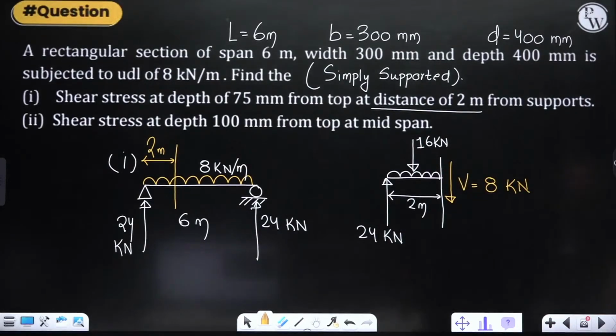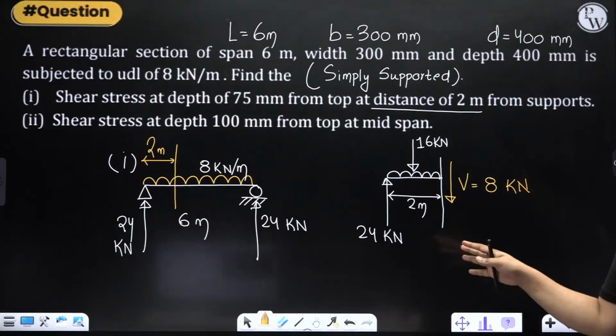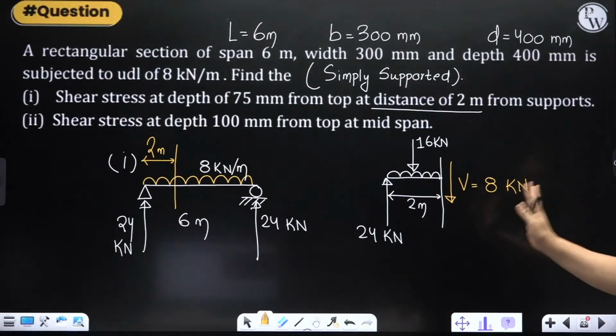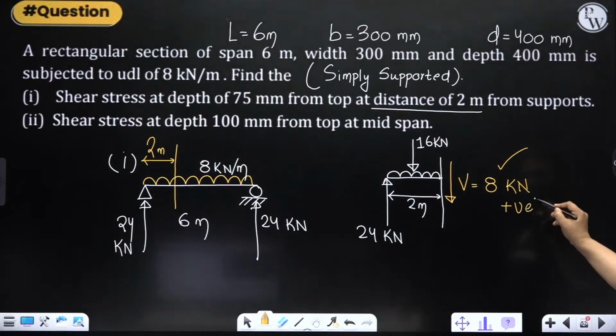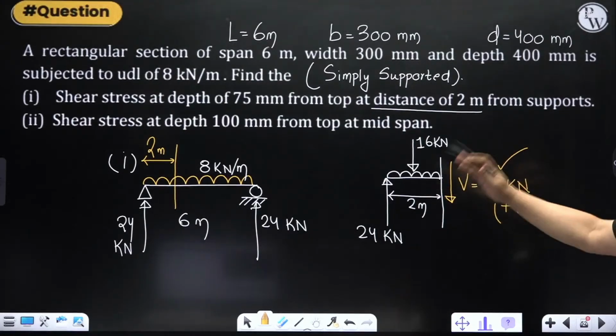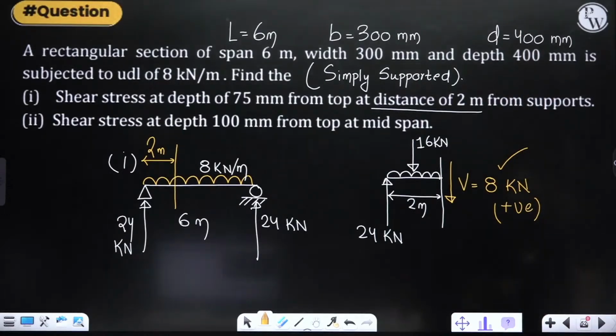Shear force is 8 kilonewton. Yes, I have already taught you how to find out shear force and bending moment at any point. Cut a section, balance the forces. Game over. 8. And it is positive, na? It is positive shear force, because you see, section right hand side, it is down. So it is positive shear force. Okay. So shear force we got.